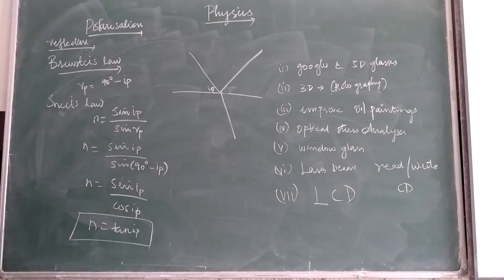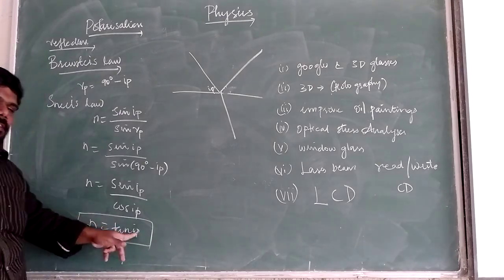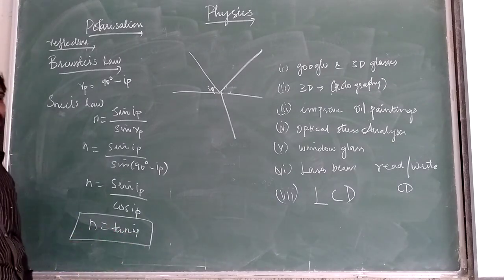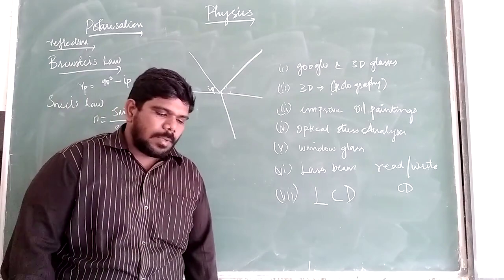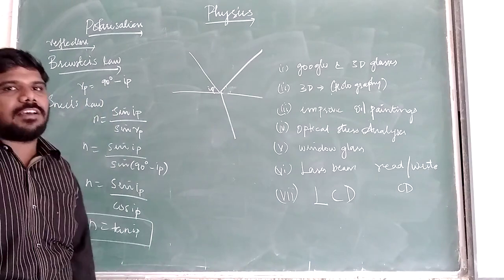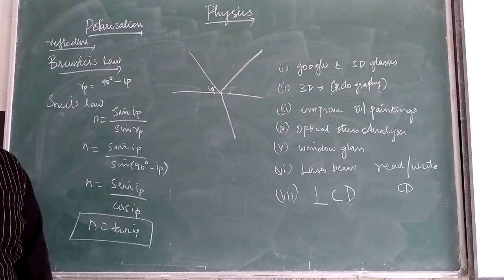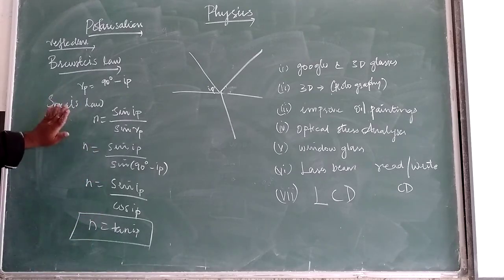So if asked to state Brewster's law, what do you write? n is equal to tan IP. The tangent of the polarizing angle is equal to the refractive index of the medium. The polarizing angle IP is also called Brewster's angle, and it depends upon the nature of the refracting medium. The Brewster's angle or the polarizing angle depends upon the nature of the refracting medium. It will be one of our important 3-mark questions.